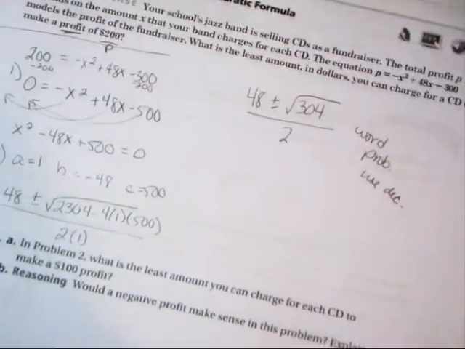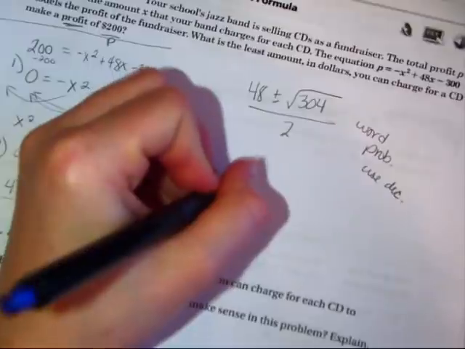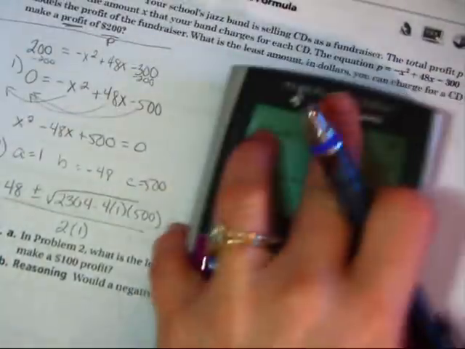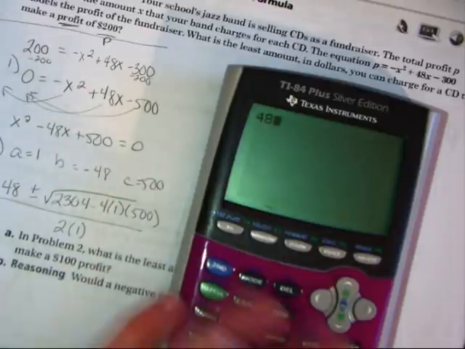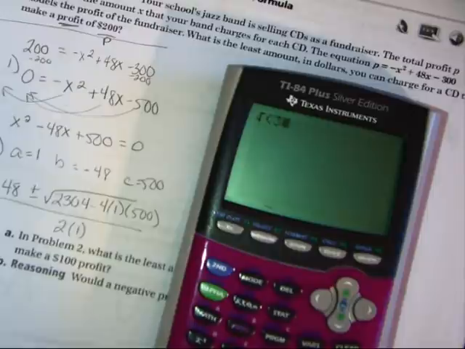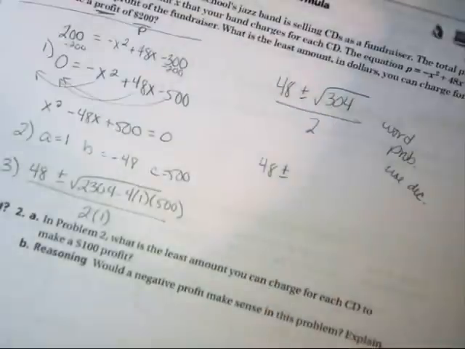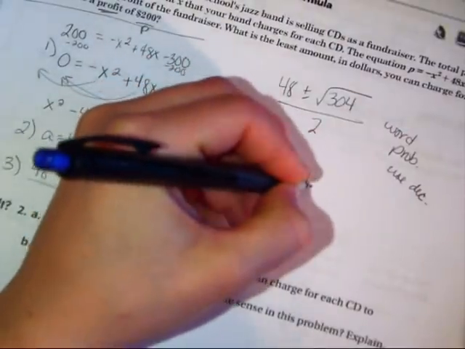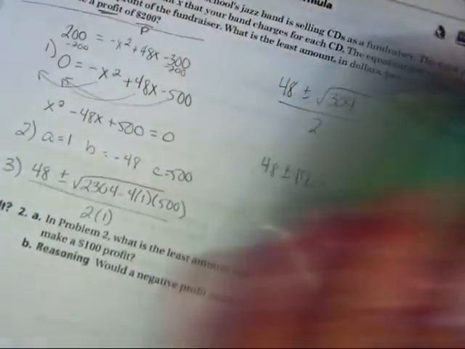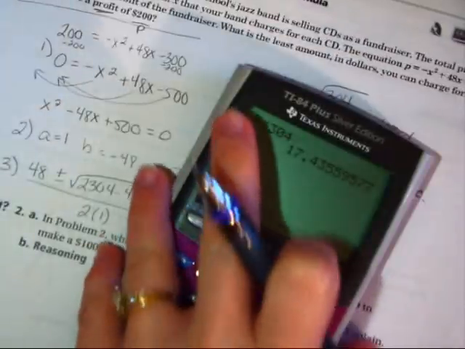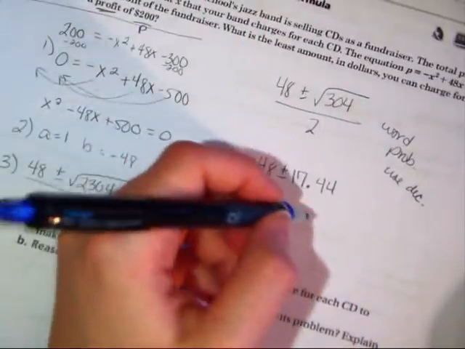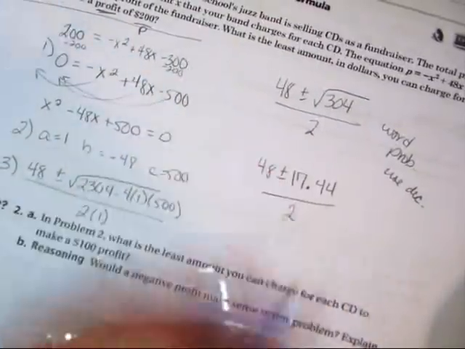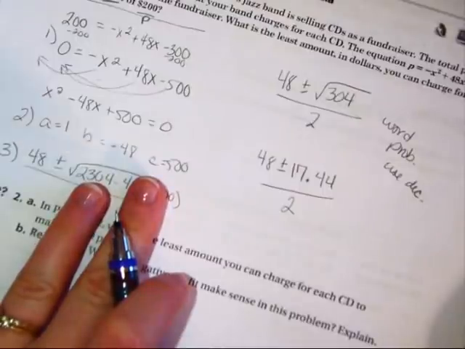Okay, word problem, use decimals. So I'm going to get 48 plus or minus the square root of 304 up here. Square root of 304, 17.4, I'll just write that, that's good enough. Actually, I'm going to write 17.44, that's rounding, okay, all over 2. And the last step.